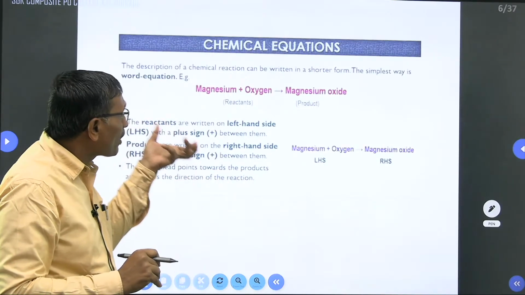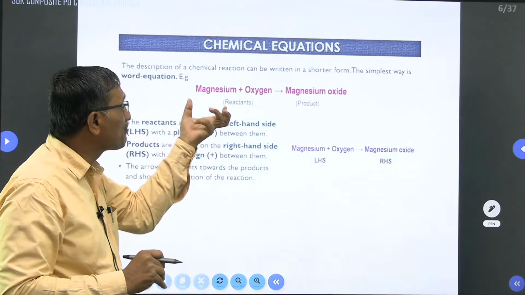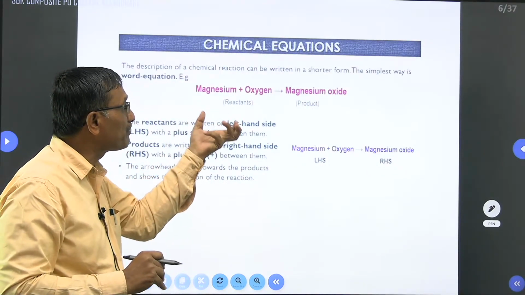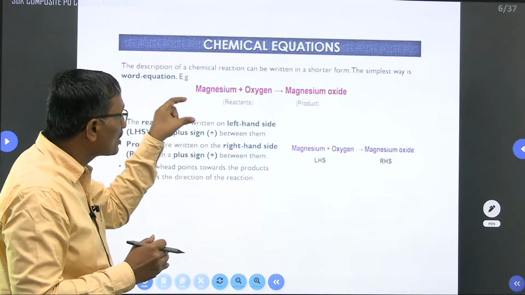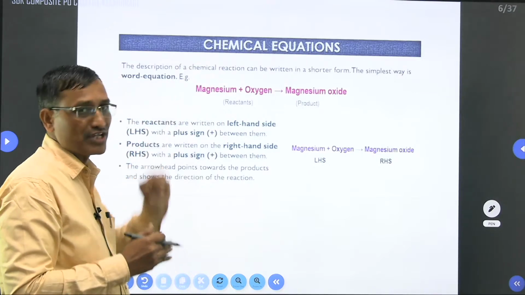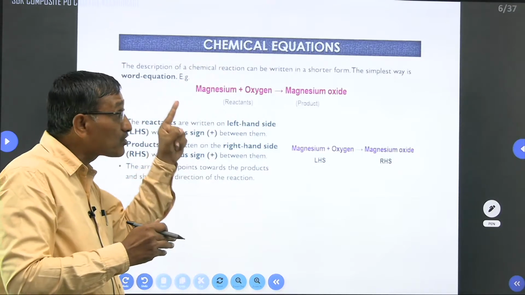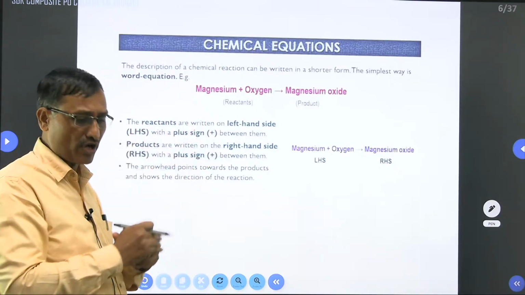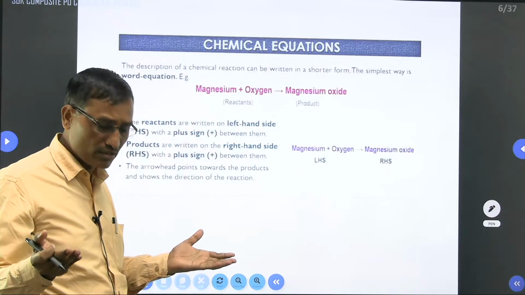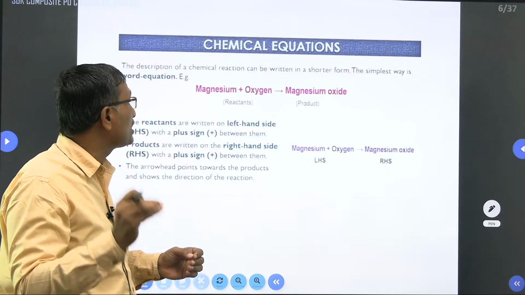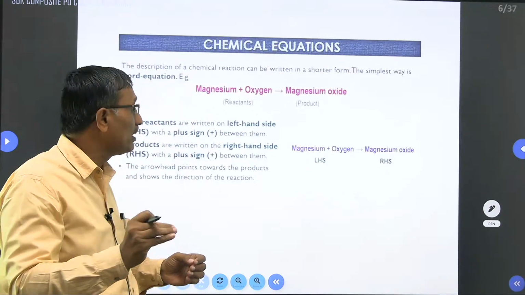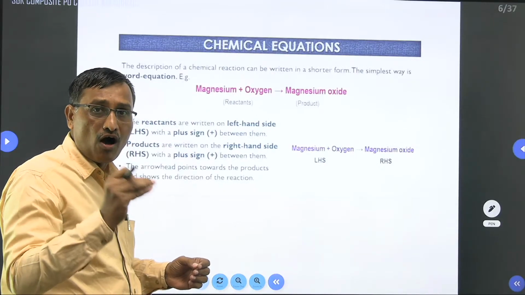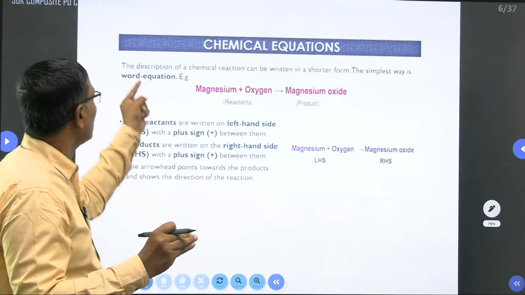See students, if you look at this simple equation, I mean a chemical reaction, it is given in the form of a word equation. Even the first verbal statement is converted into word equation form. What is that verbal statement? A magnesium metal reacts with oxygen of air.